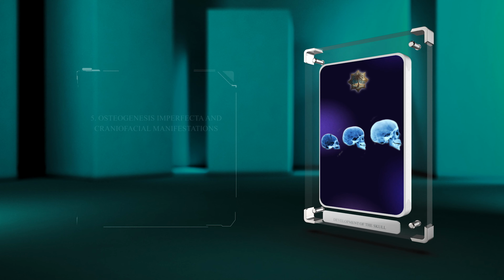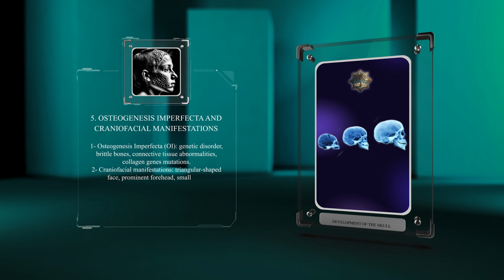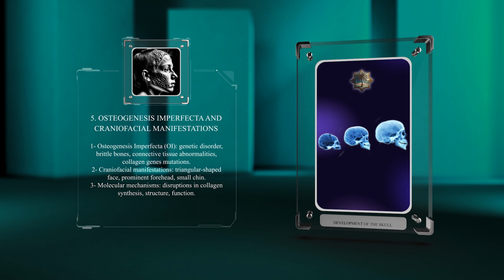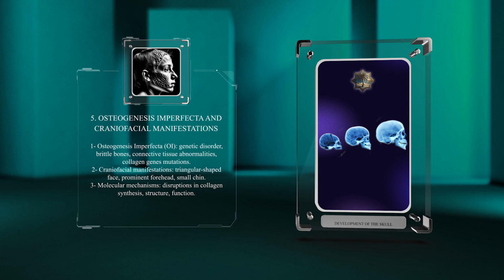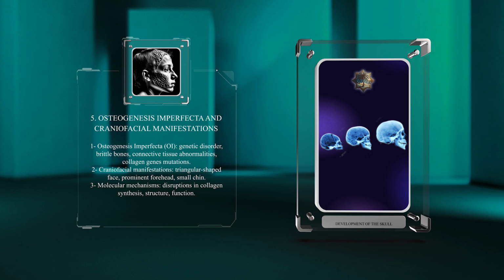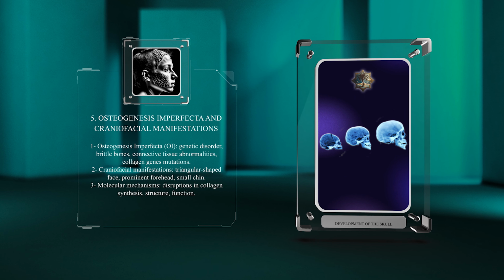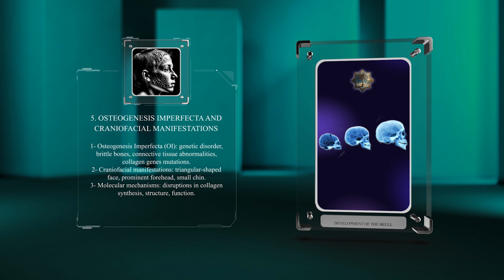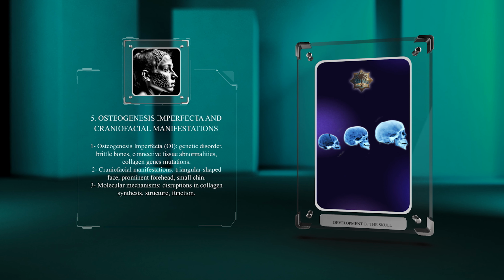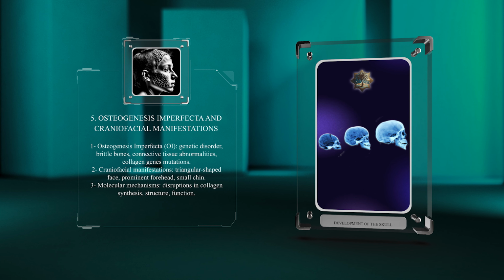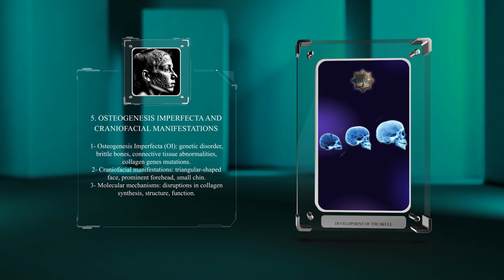Osteogenesis imperfecta, OI, is a genetic disorder characterized by brittle bones and connective tissue abnormalities due to mutations in collagen genes. Craniofacial manifestations in OI include a triangular-shaped face, prominent forehead, and a small chin. The molecular mechanisms underlying craniofacial abnormalities in OI involve disruptions in collagen synthesis, structure, and function.